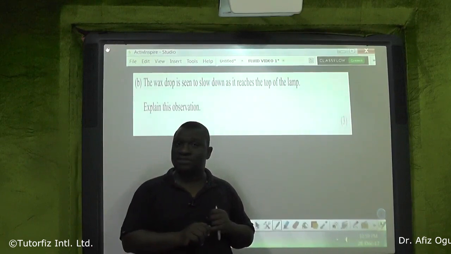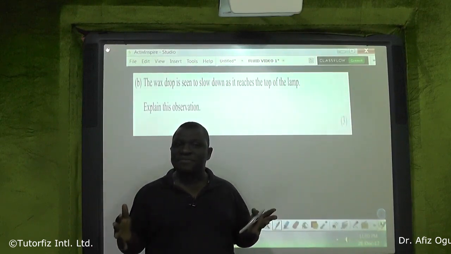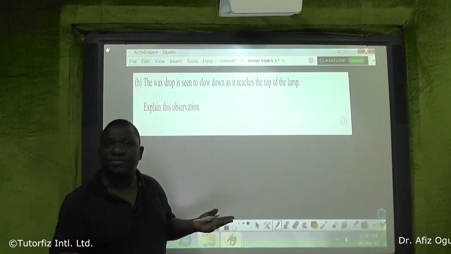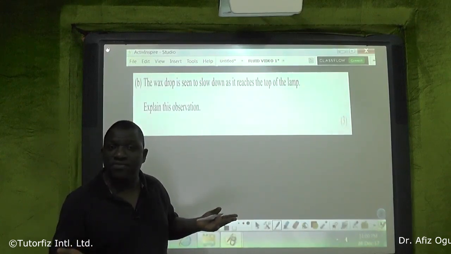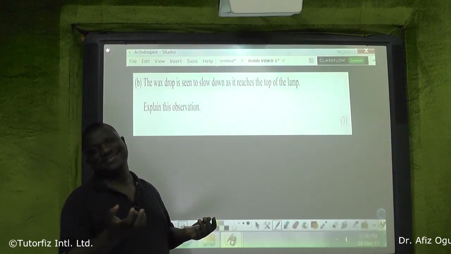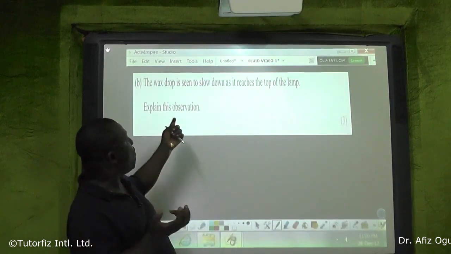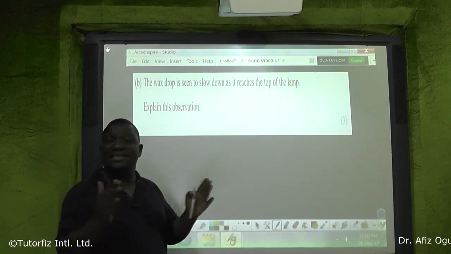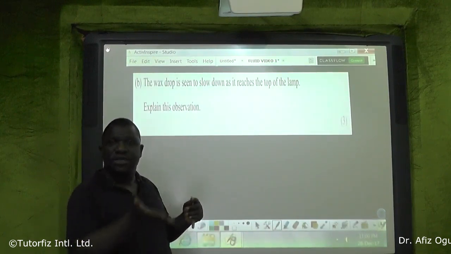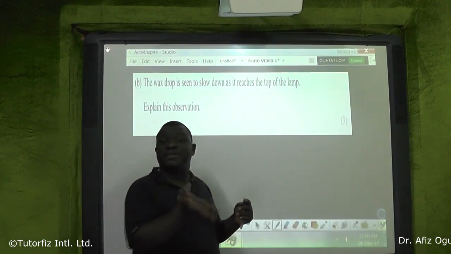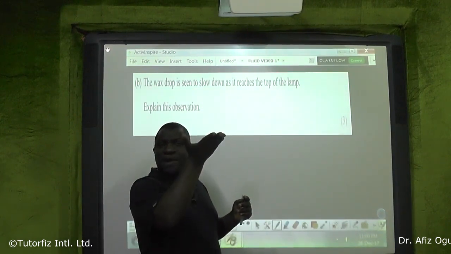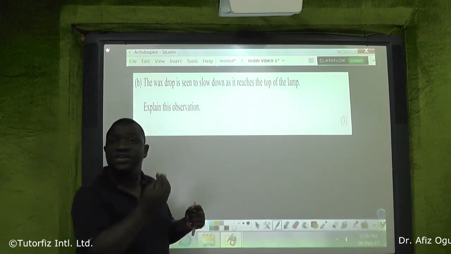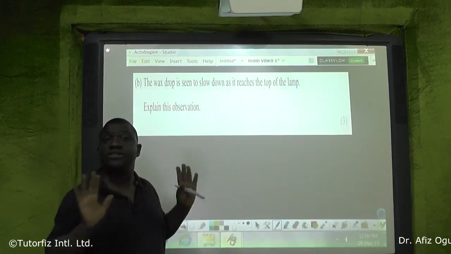Less amount of what? The clear fluid. If it displaces less amount of the clear fluid, what happens? Upthrust decreases again. So the wasp drop is seen to slow down. As upthrust is decreasing, it is slowing down. It was moving with terminal speed before, but at a point it started slowing down because upthrust is decreasing, decreasing, decreasing, decreasing. So it slows down.